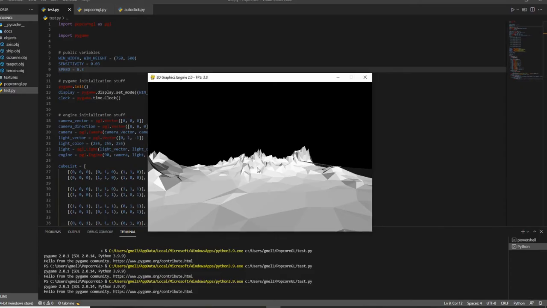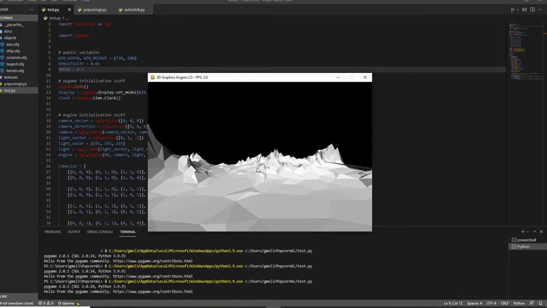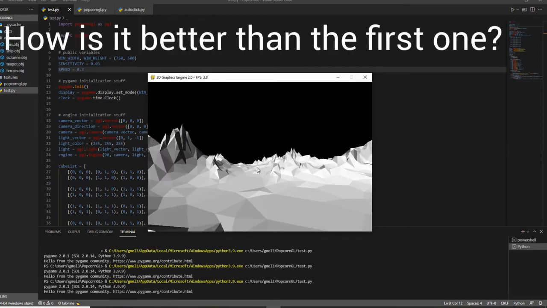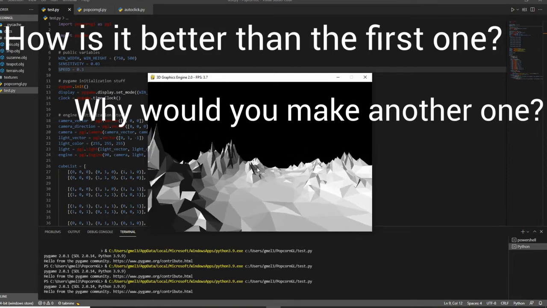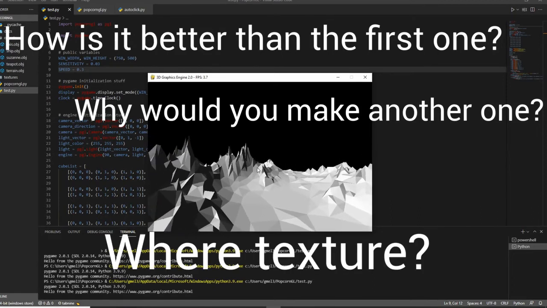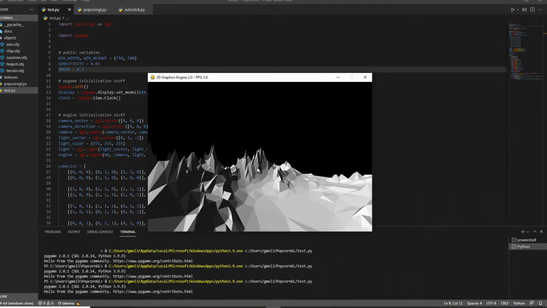Now, you might be asking yourself a few questions like, how is this any better than the first engine, and why did you decide to make another one even after you said you were done? And why didn't you do texturing? And I will be answering all of those.